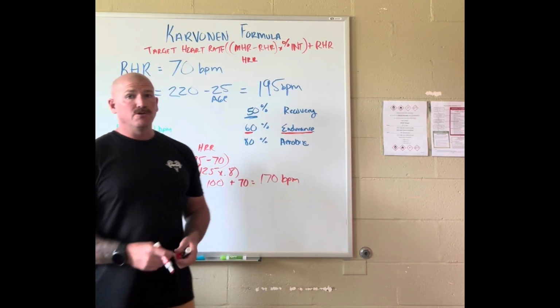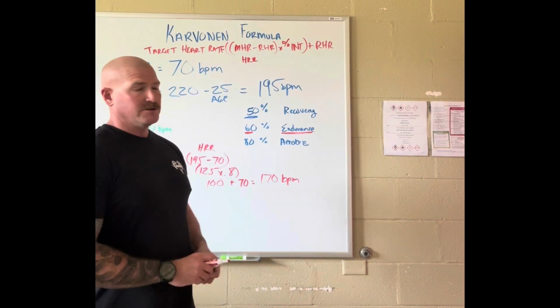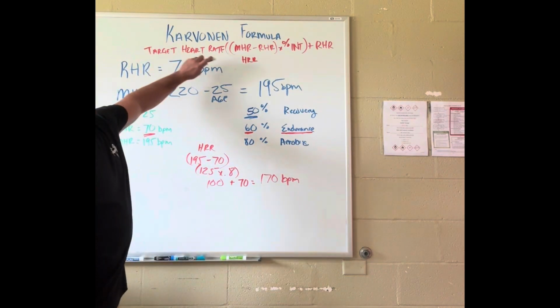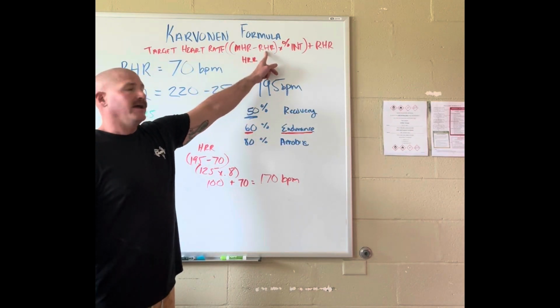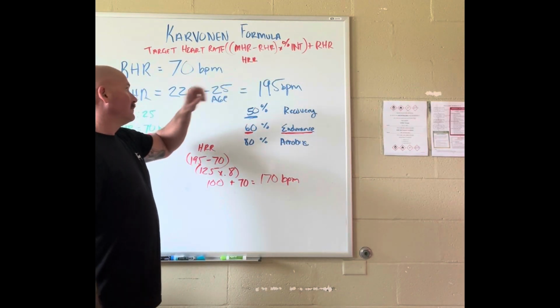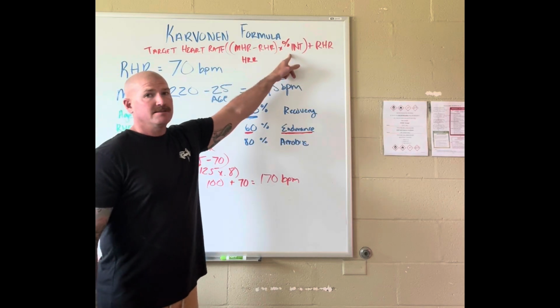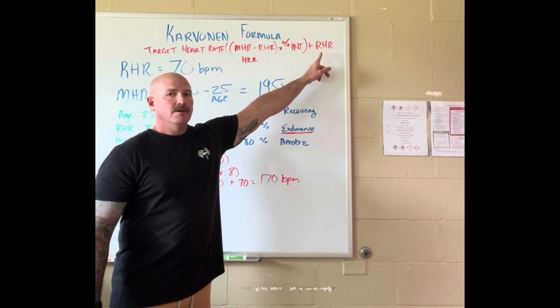And this is how you use the Karvonen formula in order to find your target heart rate. Target heart rate, again, being your maximum heart rate minus your resting heart rate, okay, times your intensity level plus your resting heart rate.